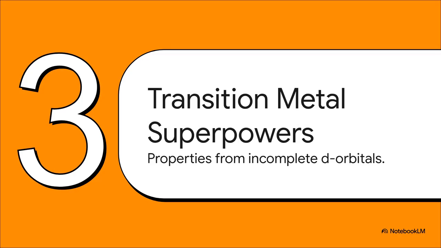Okay, so now that we know the rule, that all-important incomplete d orbital, let's look at the consequences. Because this isn't just some boring textbook definition. It gives these elements a whole set of chemical superpowers that you just don't see anywhere else on the table.